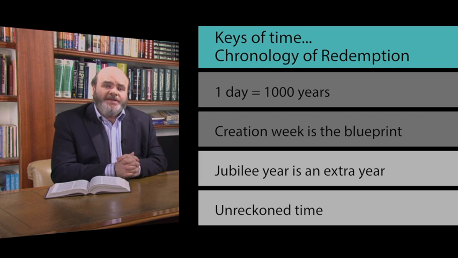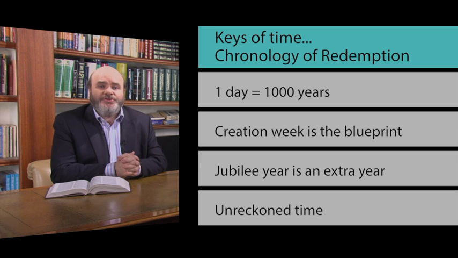So whereas keys 1 and 2 define the structure of time that governs the redemption chronology, keys 3 and 4 tell us how redemption time, as counted by God, relates to actual time, as counted by man. This is important because the progression of time within God's overall blueprint is according to redemption time, not actual time.